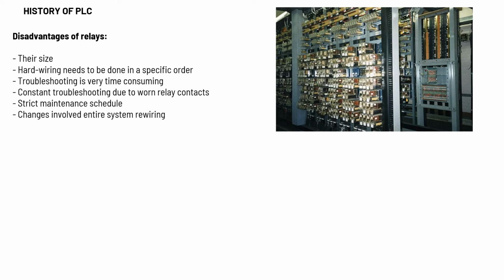What was the problem with the relays? Why was there a need to invent a new device that will replace the relays? Here are some of their disadvantages and why engineers were looking for another solution how to control machines in the industry. First is their size. To control a machine, you will need a whole wall with electromagnetic relays.